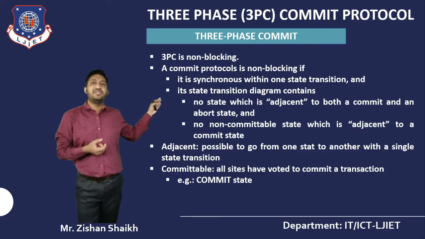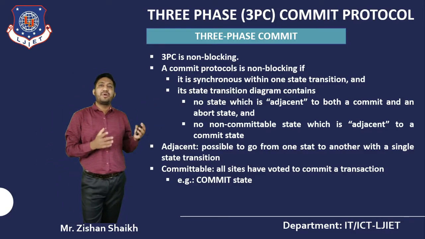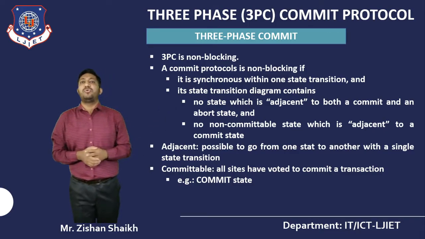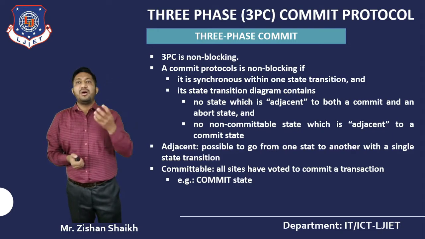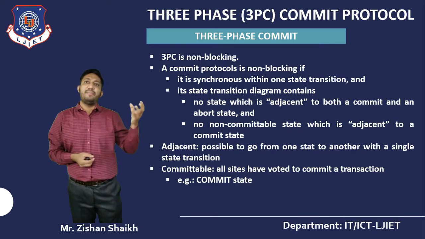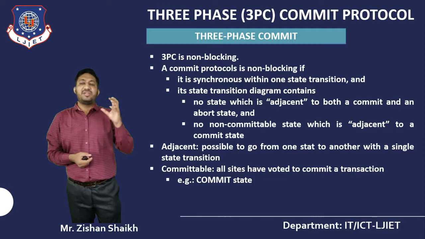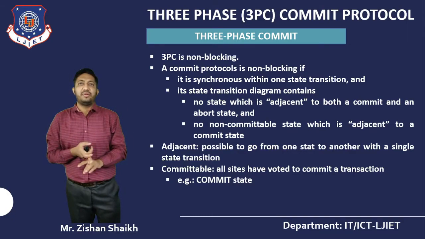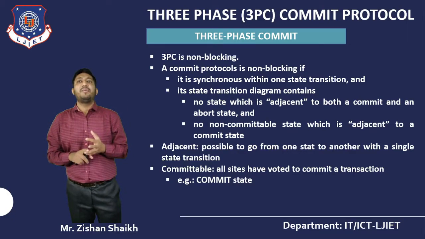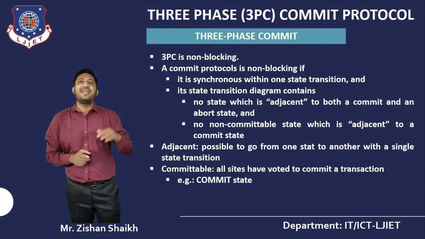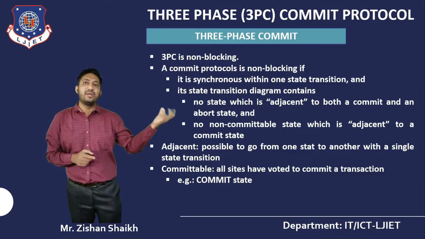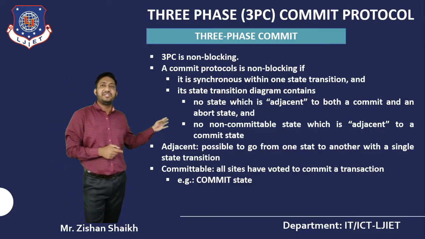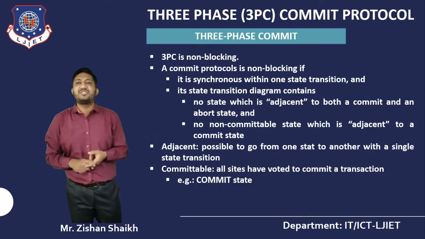The second condition is that the state transition diagram contains no state which is adjacent to both the commit and abort states. So neither the coordinator's state nor the participant's state is directly connected to both the abort and commit states. That means the commit and abort outcomes don't directly depend on that particular state. And the second condition is: no non-committable state.